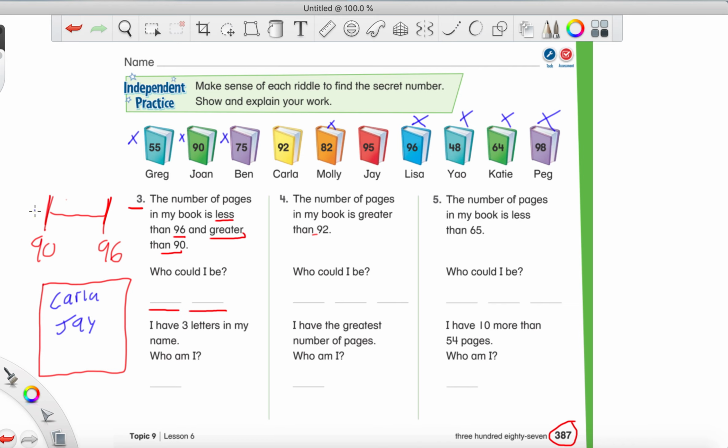See, I like to use this picture to help me. That's my little method. And then I even made a list to write down everyone that I saw that might fit. And I just got really lucky, and these two fit, and there are two spaces. So we can write down Carla and Jay.